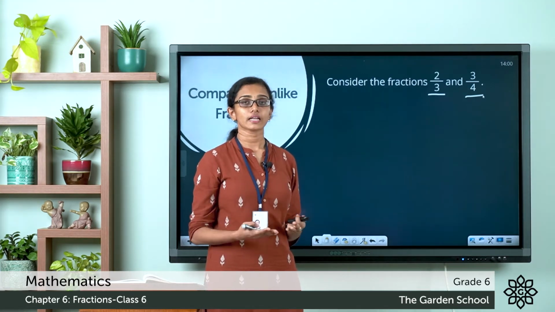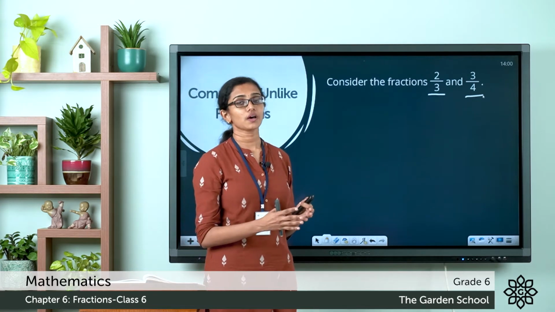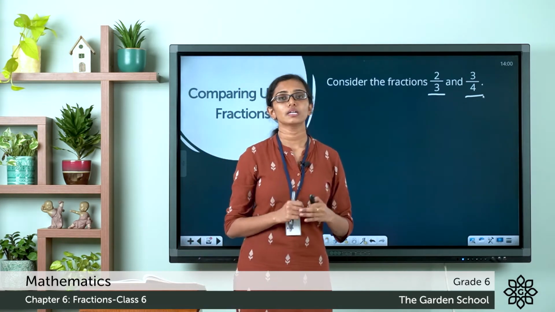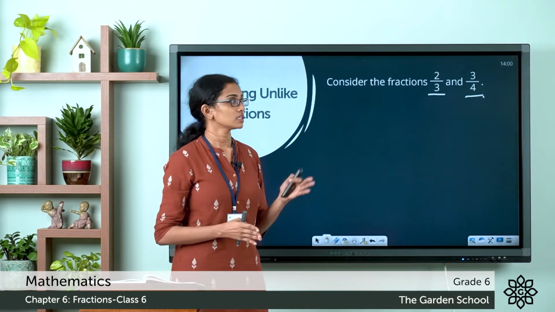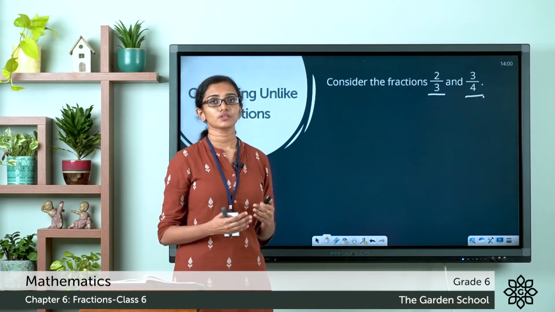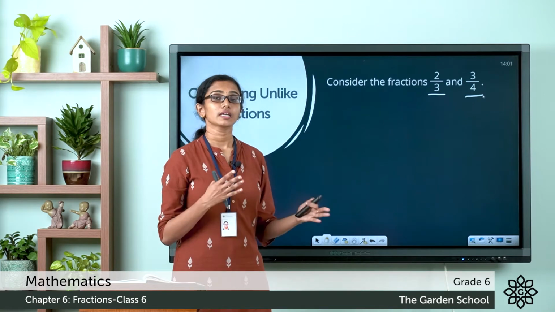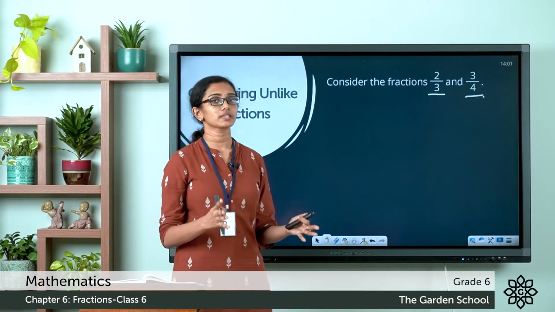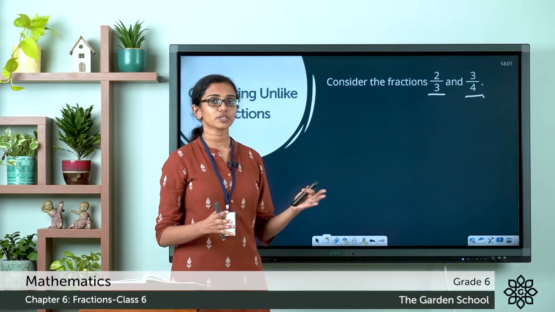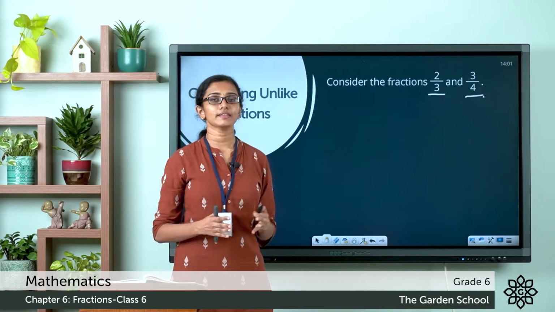So when you have unlike fractions to compare, first you have to convert them into like fractions. So how can we convert them into like fractions? To change them into like fractions, it means you are going to change their denominators. The denominators have to be the same. So how can we change the denominators into the same numbers?